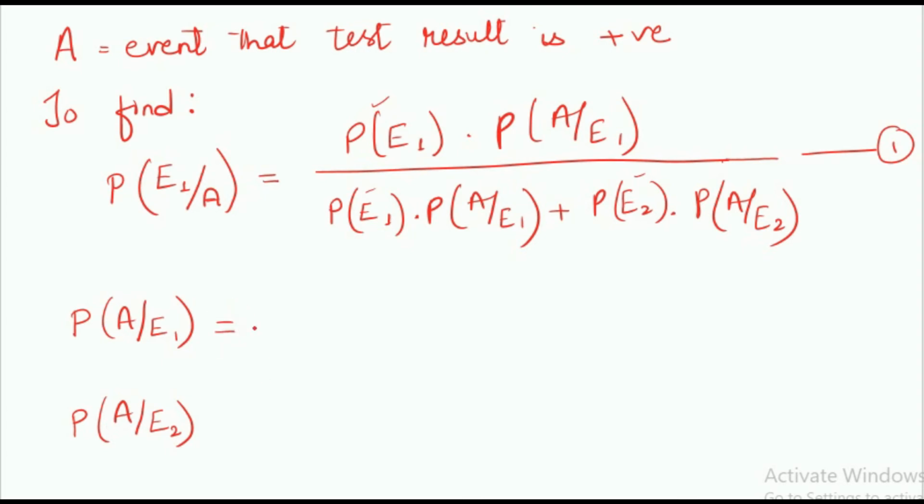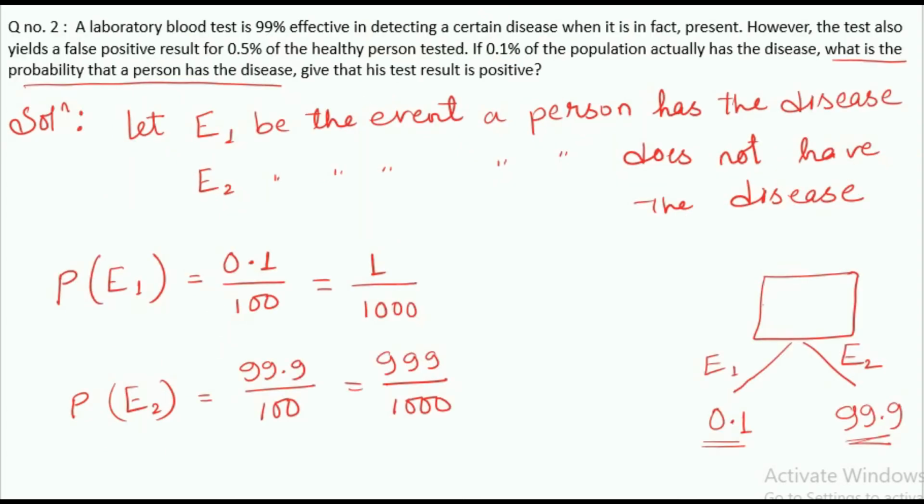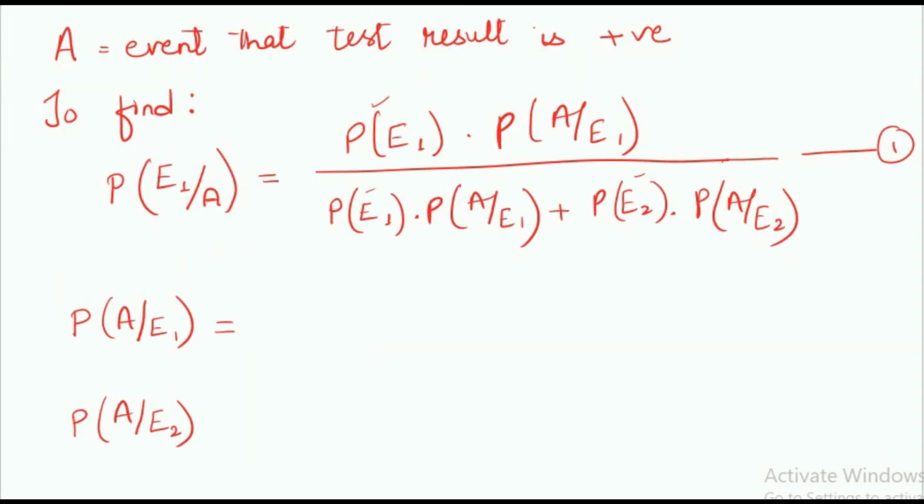So what is given in the question? See, a false result of 0.5% for the healthy person. Which is the healthy person? This is our healthy person, so he will be tested positive how many times? 0.5%.